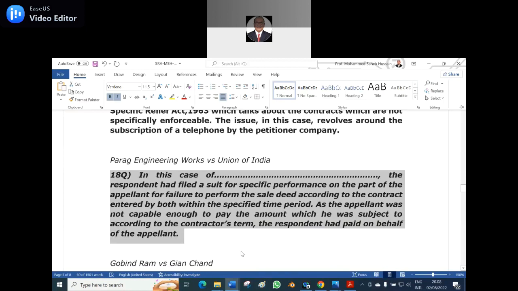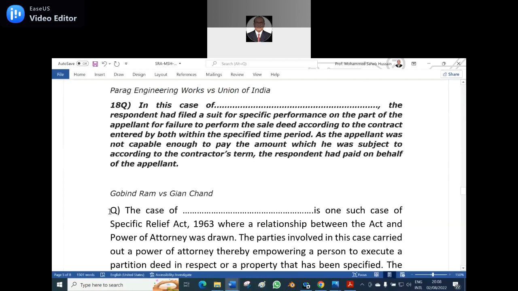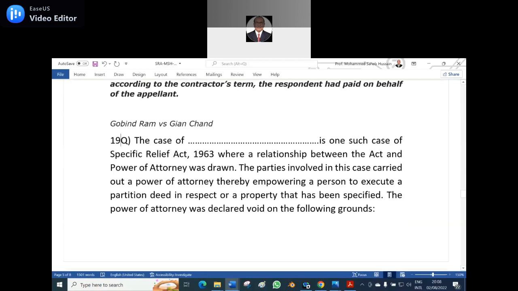Now the 19th case law. These are all the cases. Just by luck, by chance, it may appear, may not appear, but at least you could have an idea. The cases also can be asked.